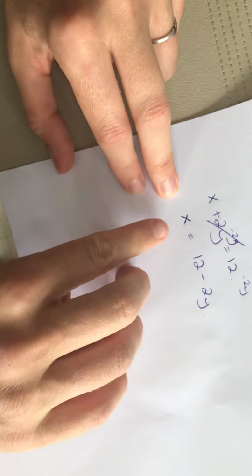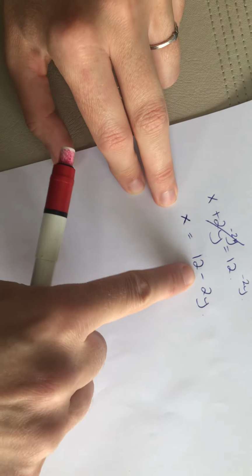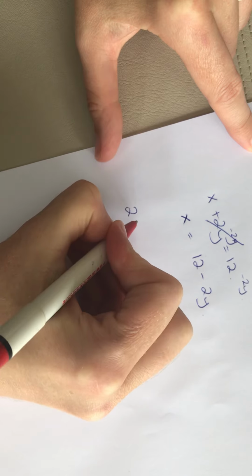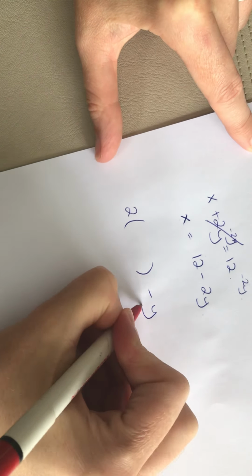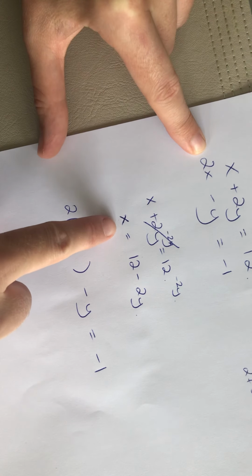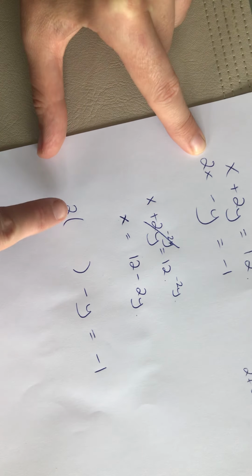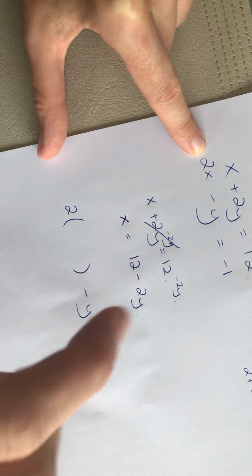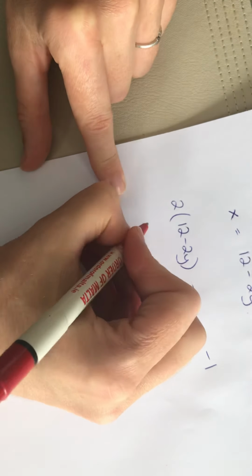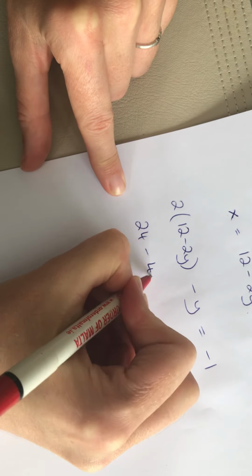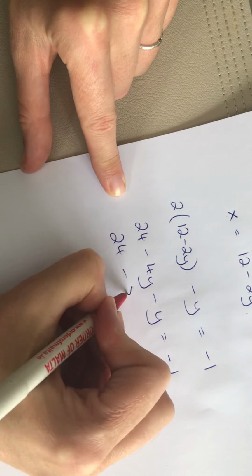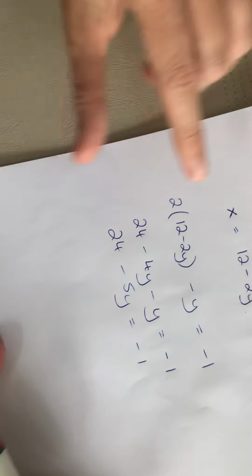So now what do I know? X is the same as 12 minus 2y. So I'm going to take my second equation, and anywhere I see an x, so there's my second equation. Anywhere I see an x, which is here, I'm going to replace it with 12 minus 2y. Multiply it out, I end up with 24 minus 4y minus a y equals minus 1. That's 24 minus 5y equals minus 1.